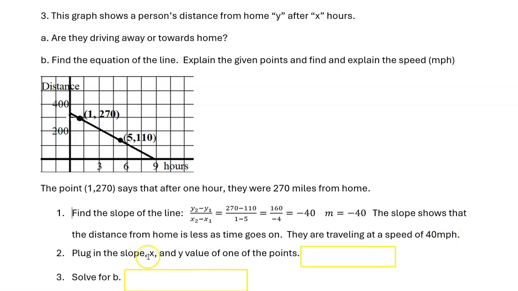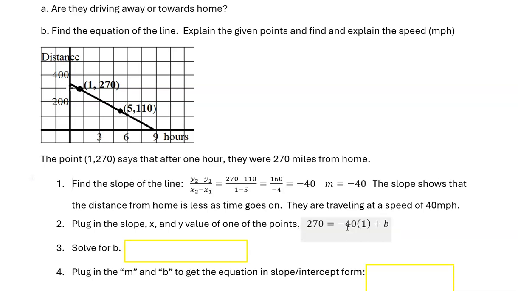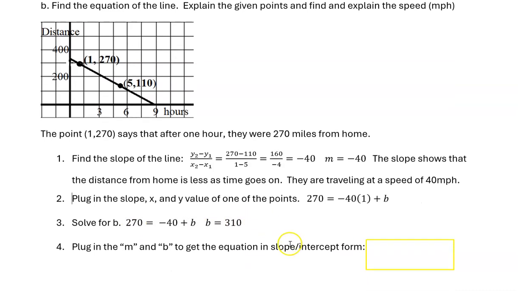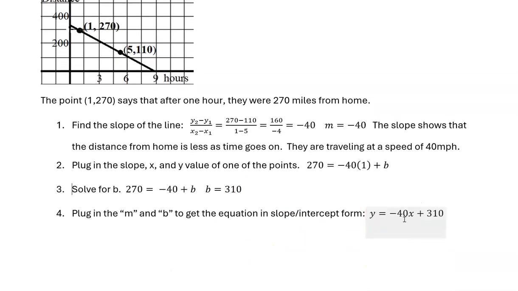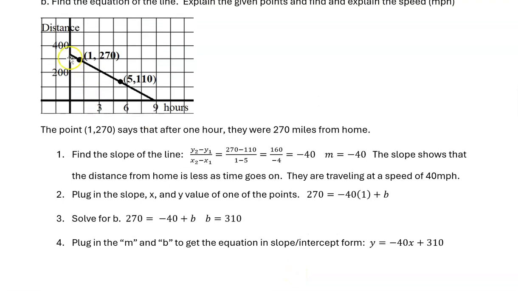Okay, plug in the slope, x and y value of the points. Again, we can use any point we want. I used this one. Y is 270. The slope is -40. X is 1, and I would just simplify that to find out what b is. To simplify that, -40 times 1 is -40. I would add 40 to both sides, giving me b alone over here, and 270 plus 40 would be 310. So my b is 310, and if I plug in my m, which is -40, and my b, which is 310, that's the equation of the line I'm looking for. And you can see here, we couldn't really tell what that is, but 310 looks to be about correct.